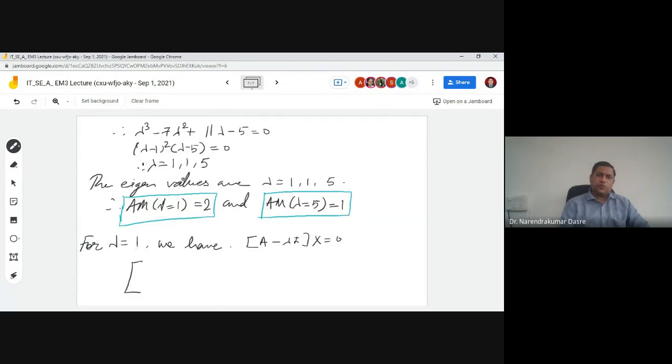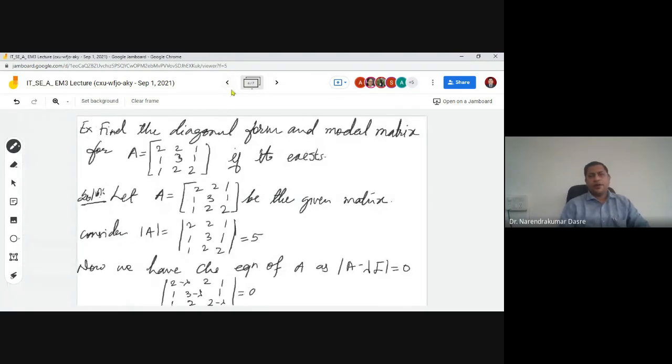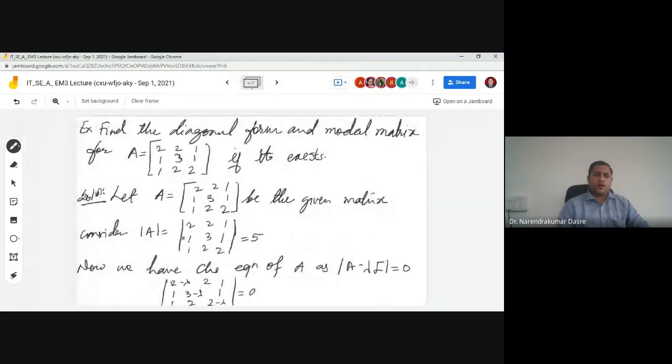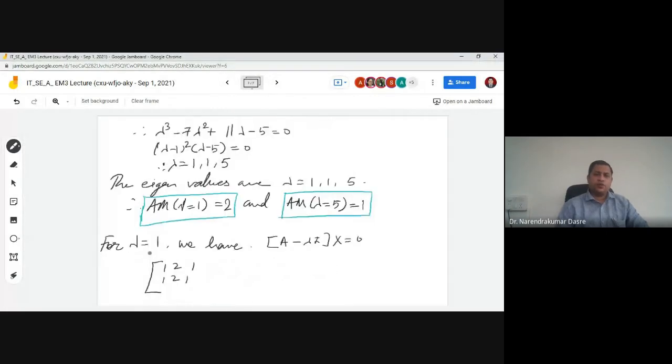So lambda is going to be 1. We can have this 2 minus 1. So we'll be having 1, 2, 1. Okay, so this is going to be 1, 2, 1. This is 1, 2, 1. And now again you will be having 1, 2, 1.